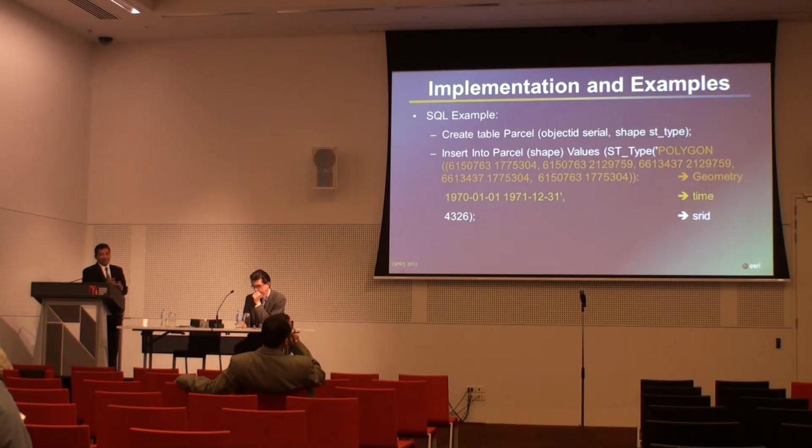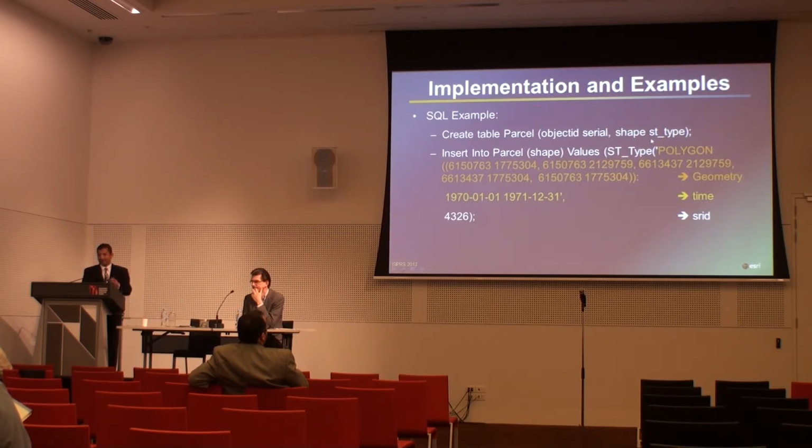Here is a very simple example. If you want to work with the spatiotemporal data type and create a table with this, how will you create it? Very simple example: create table parcel, object ID, real type, which is auto increment type, and you define the shape column, and then you define the type. But it's like any other type in a database, like integer type or date type.